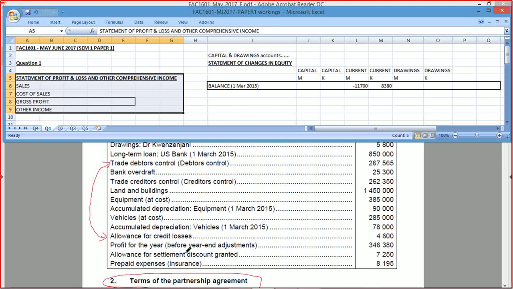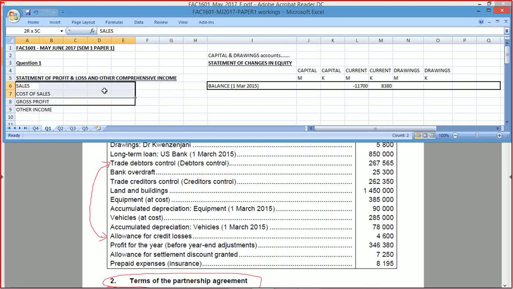Okay, so this is profit for the year before year-end adjustments. That means there's not going to be any sales and cost of sales if they've already given you profits. So you could update your solutions. I would just cross that out, and change this to profit for the year before adjustments. Okay, so there's not going to be any cost of sales or anything? Yeah, there wouldn't be sales and cost of sales because they didn't give you that level of detail in this question. Obviously different questions ask for a different level of detail.